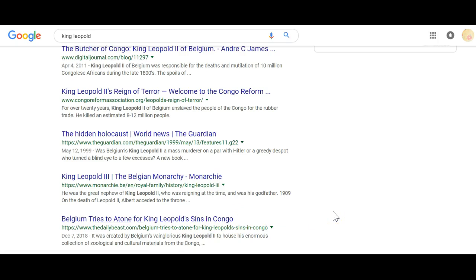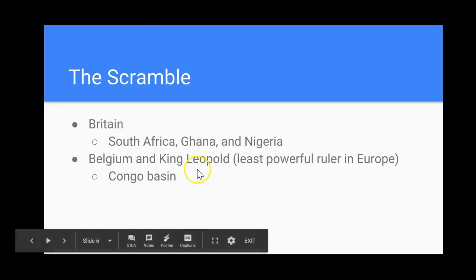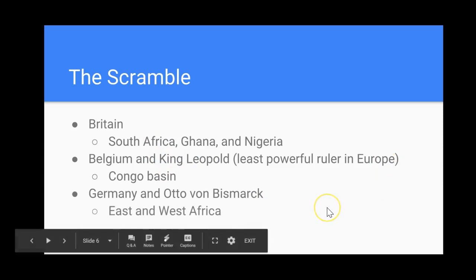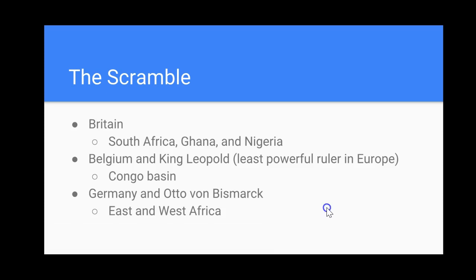Okay, so I wanted to take that little side note just to share that tiny bit with you about how terrible King Leopold actually was. Okay, so that's a little bit on King Leopold and his grip on the Congo Basin. And then we have Germany and a leader named Otto von Bismarck who wants to take control and did take control of East and West Africa.